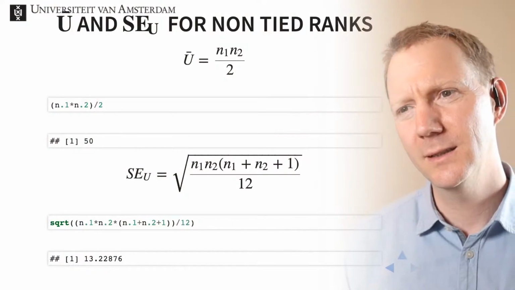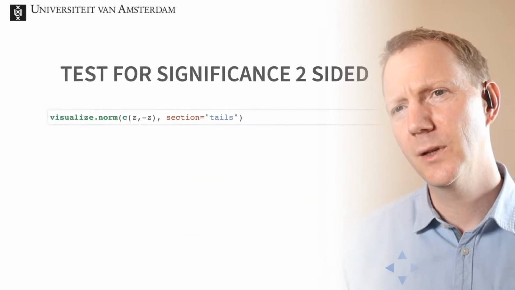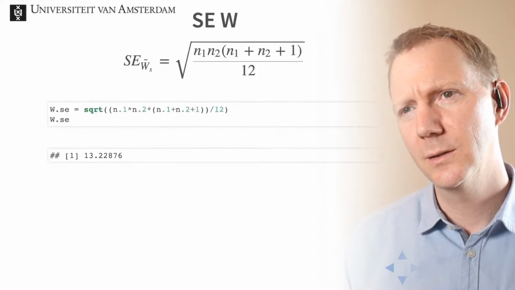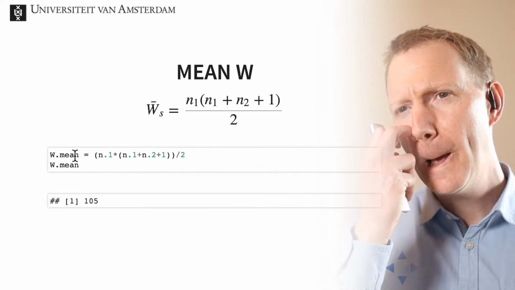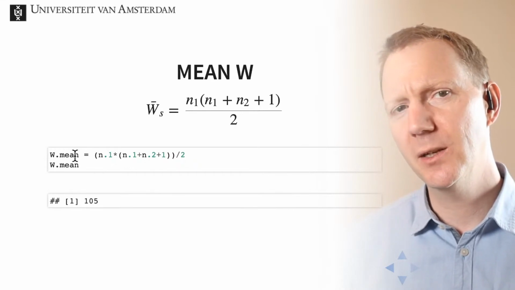Can I ask a quick question? Very fast. For the mean of W, how do we know, for calculating that, which group to use as N1? Let's see. Going back up again. For the mean of W. So it's this one, right? Yeah. Yeah, that's a good question. It's the n associated with the smallest group.